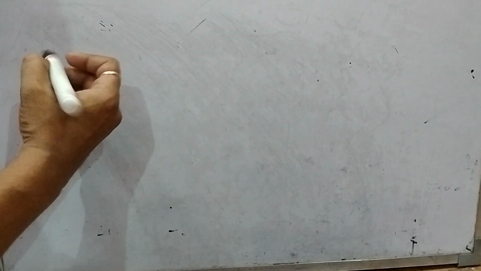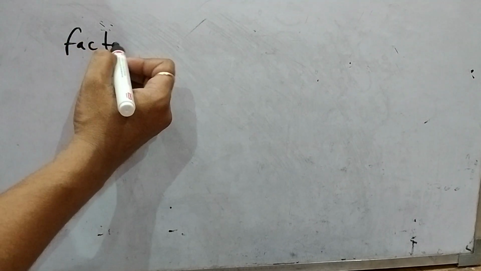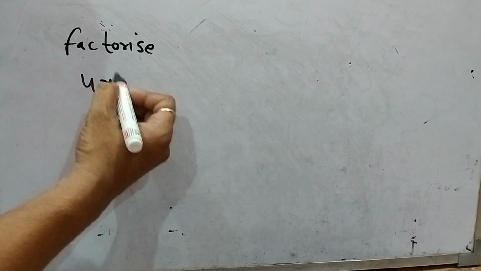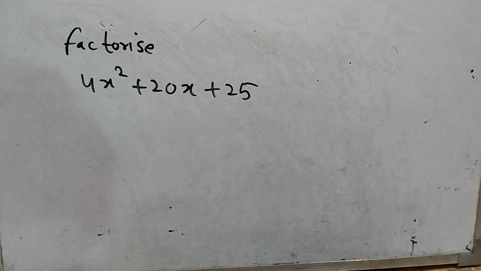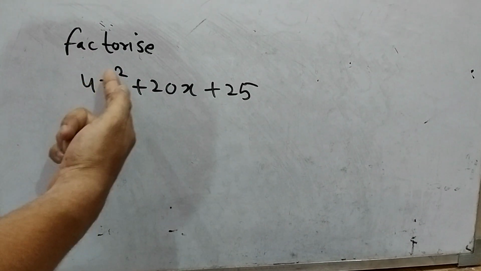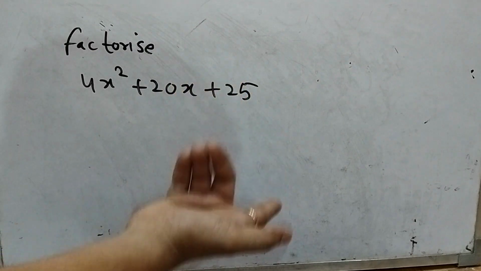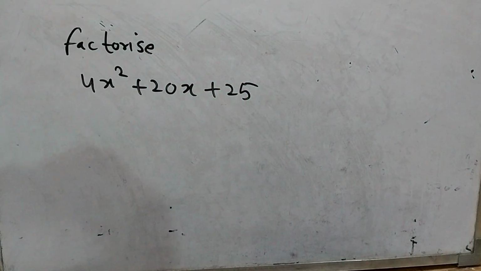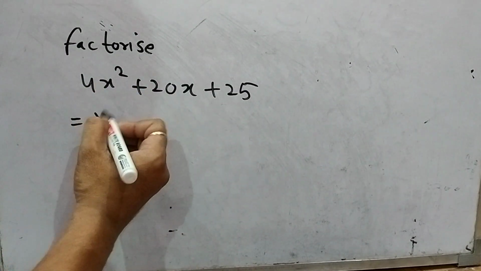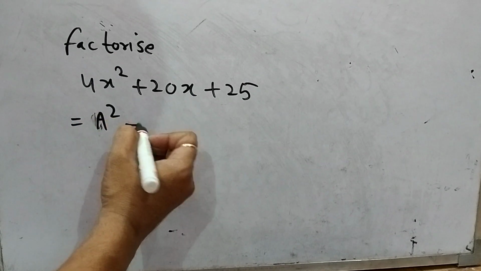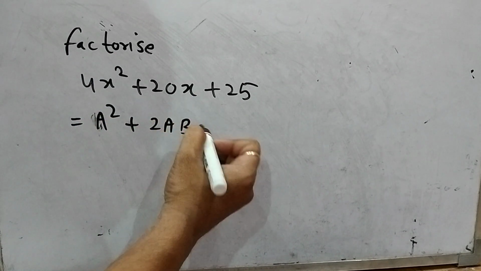Now this question is very easy: factorize 4x square plus 20x plus 25. We have three terms here, and we have a face like a square plus 2ab plus b square. If we are able to make it, we can. So now we can make the face like a square plus 2ab plus b square.